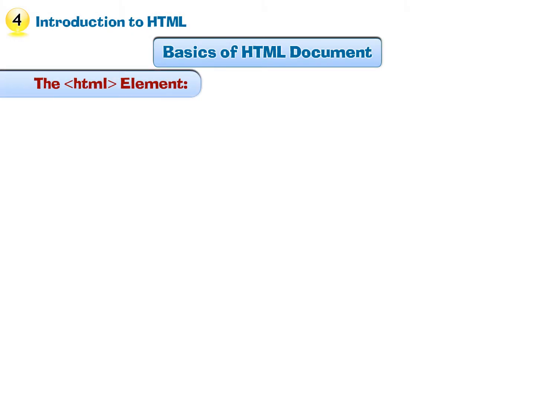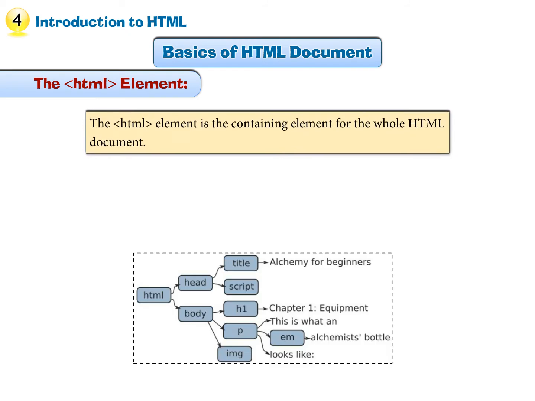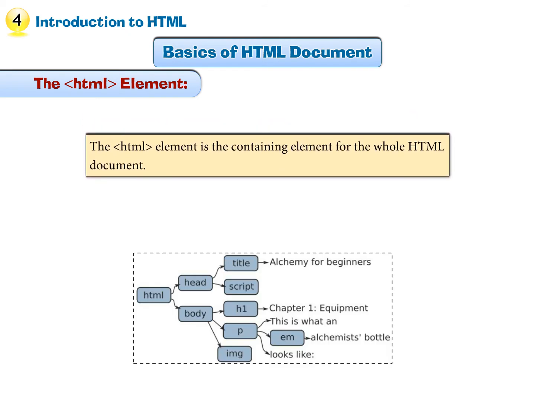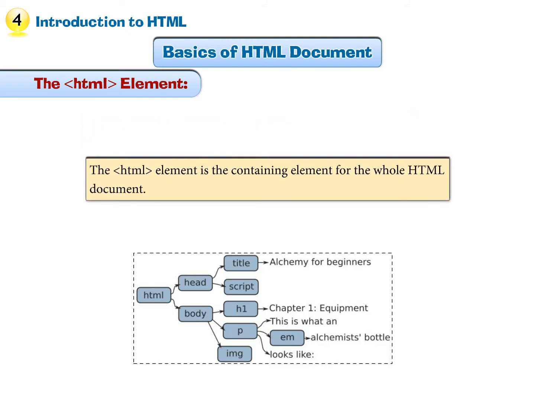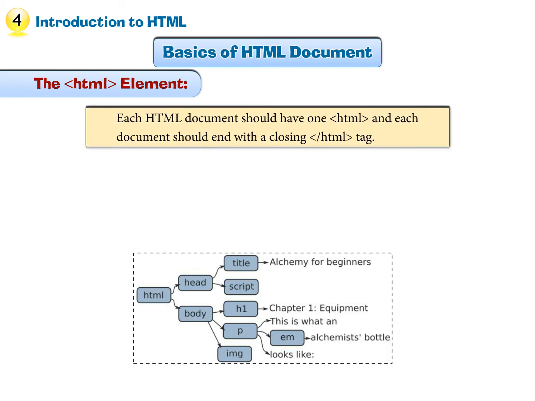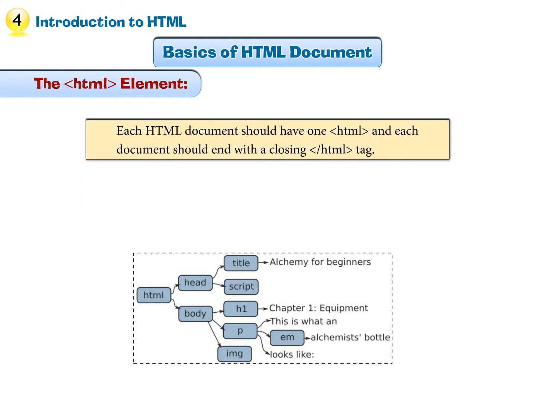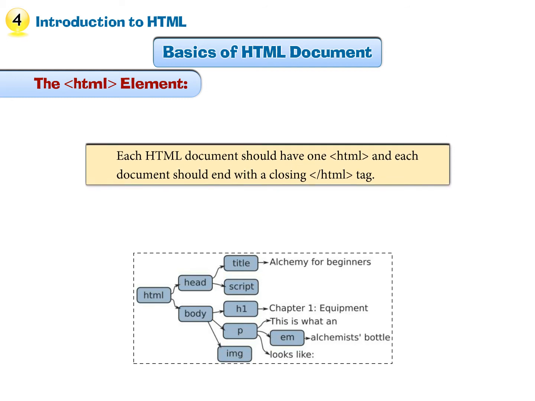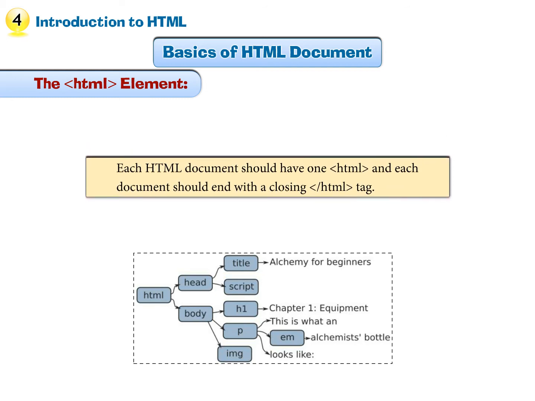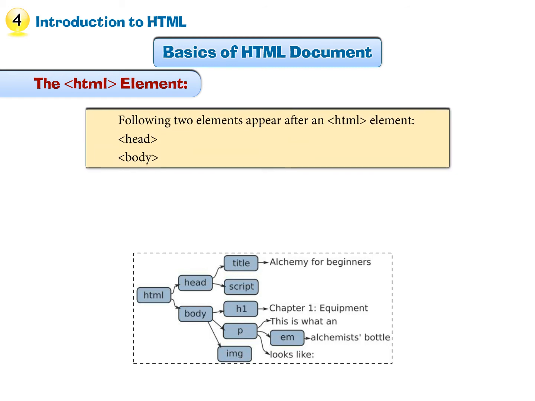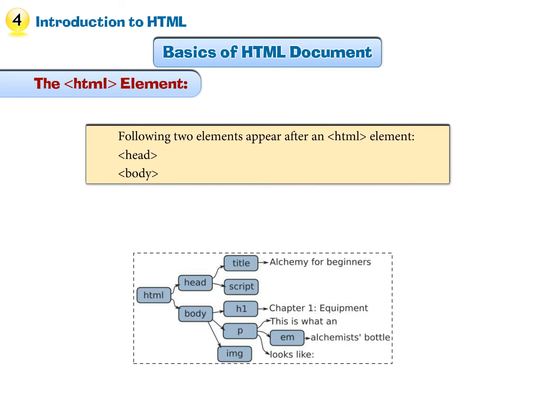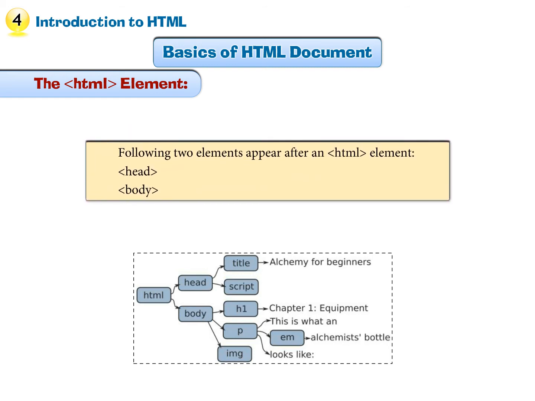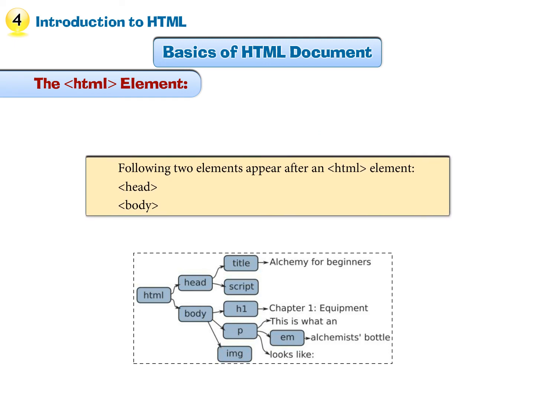The HTML element. The HTML element is the containing element for the whole HTML document. Each HTML document should have one <html> and each document should end with a closing </html> tag. The following two elements appear after an HTML element: head, body.